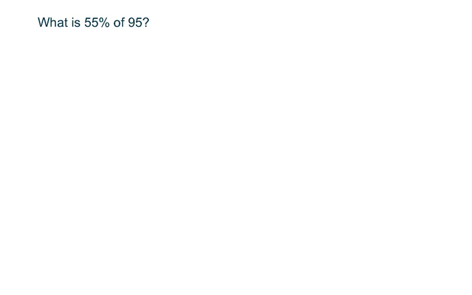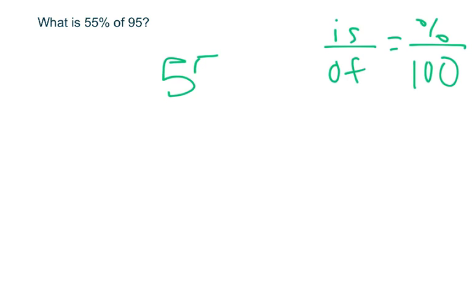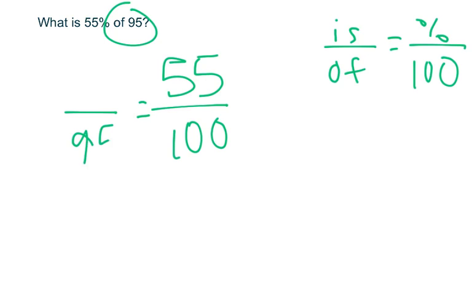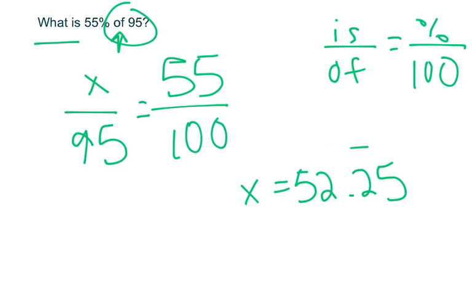Alright, so now here's one for you to try. So hit the pause button and try this one on your own. So my proportion is is over of equals percent over 100. So I've got my 55 over 100, and it says of 95, so that will be on the bottom because of the word of. And I'm trying to figure out the is, so that will be on top. I'll cross multiply here. 95 times 55 is 5,225, divided by 100. x should equal 52 and 25 hundredths.